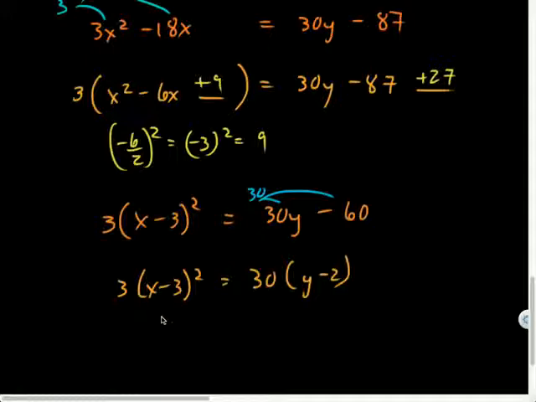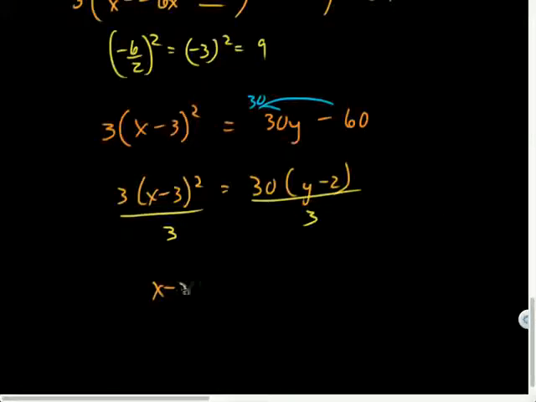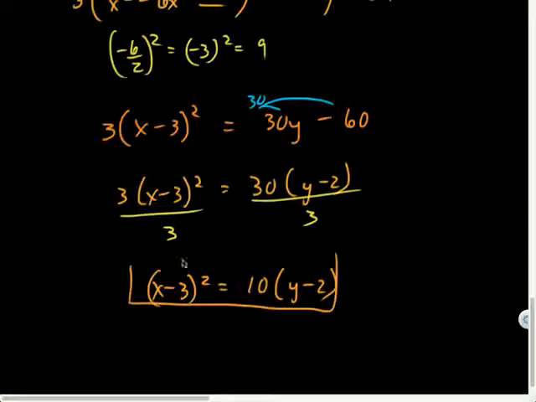And I'm almost there, but I don't want this 3 here, so I'm going to divide both sides by 3. And I'll have x minus 3 squared equals 10 times y minus 2. And so here's standard form, and then I could gather all of my pertinent information from it. Vertex is 3, 2. The value of p is 10/4 or 5/2 or 2.5, right? This is vertically oriented. P was positive. It's opening up. So I would add 2.5 to the vertex to get the focus. I'd subtract 2.5 from the y coordinate to get the directrix and go from there.